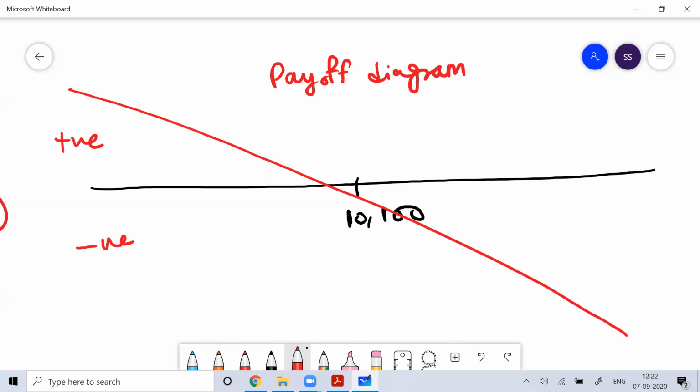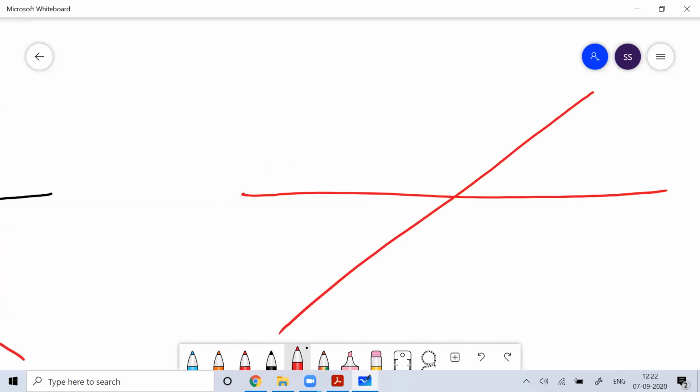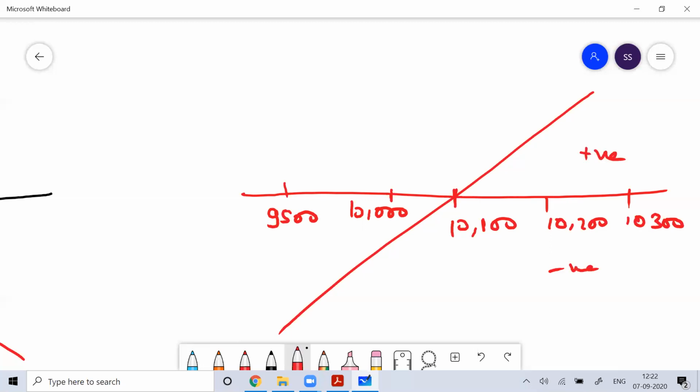For the long position holder, the payoff diagram is like this. Okay, so 10,100, 10,200, 10,300. The more the Nifty increases, the more profit the long position holder gets, and the more the Nifty decreases, the more loss the long position holder gets. Above this line is your profit and below this line is your loss. This is called the payoff diagram.